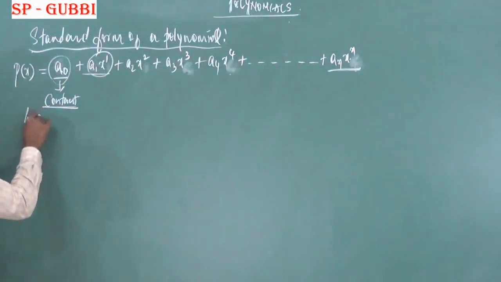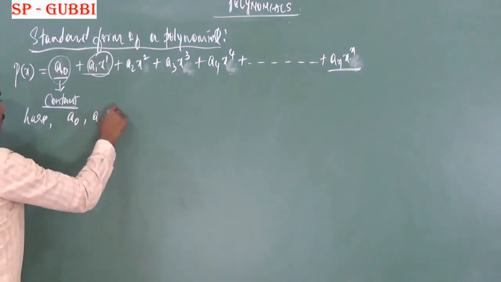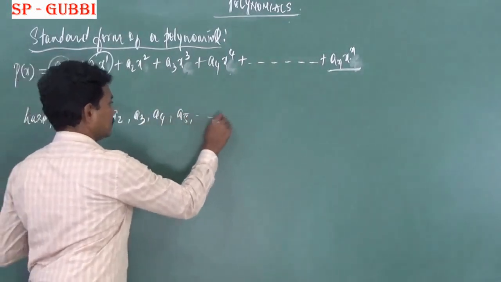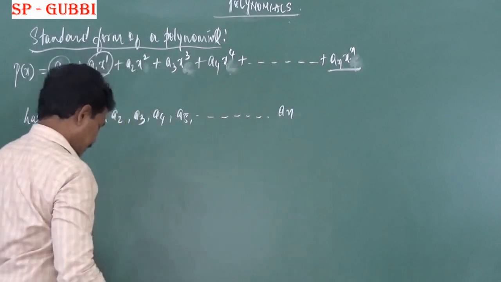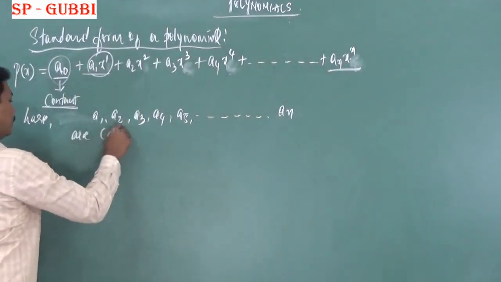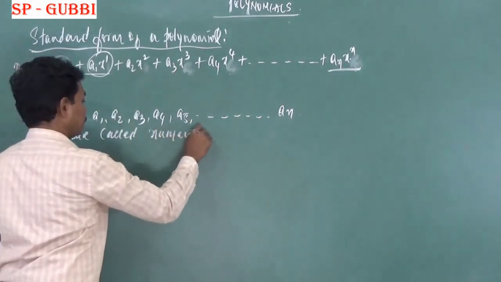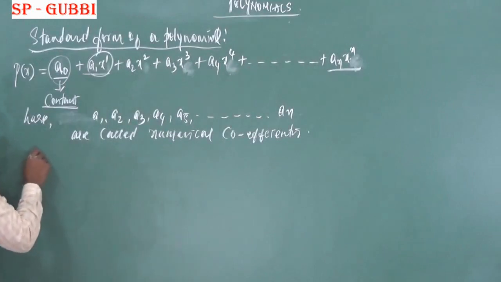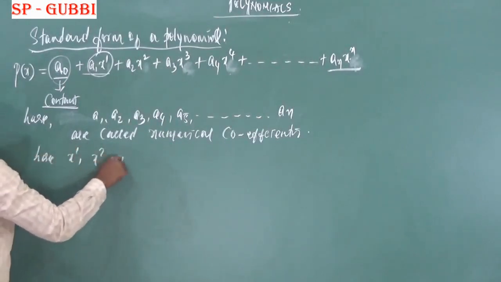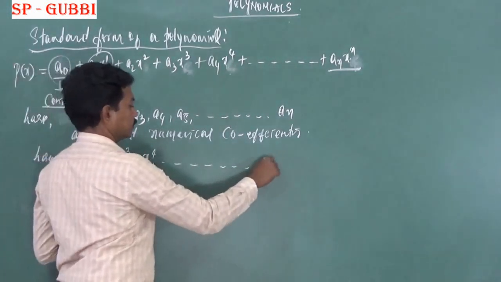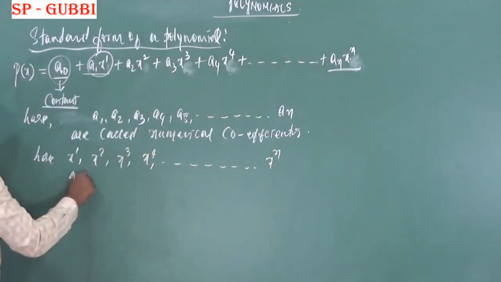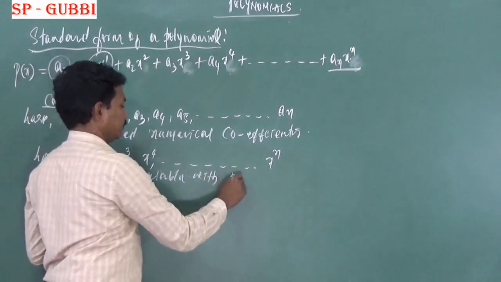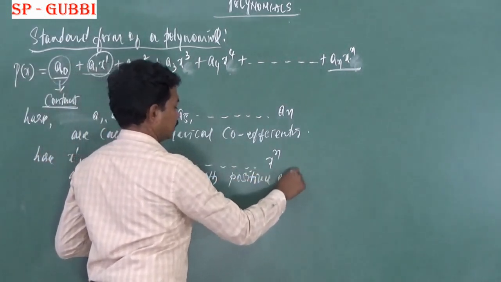Okay, so here let us go with this. a base 0, a1, a2, a3, a4, a5, dot dot dot, until a_n are called numerical coefficients. Now here again x to the power 1, x square, x cube, x to the power 4, dot dot dot, until x to the power n are called variables with positive exponents.